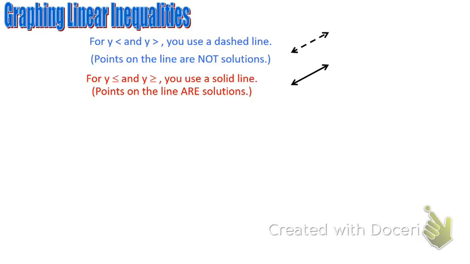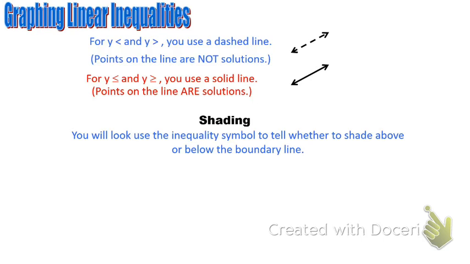Now keep in mind, this is like previous lessons where we had single variable inequalities, where we had open point and closed point. Here, on a line, you have an infinite number of points. So you have an infinite number of closed points or an infinite number of open points, depending on whether you have the or equal. When you have or equal, points on the line are solutions, which is why you have a solid line.